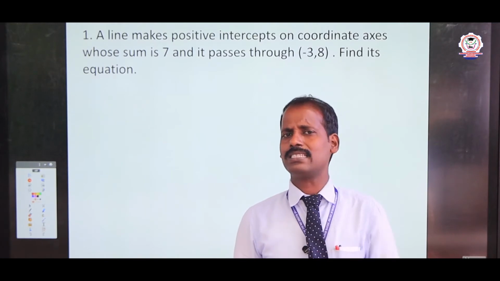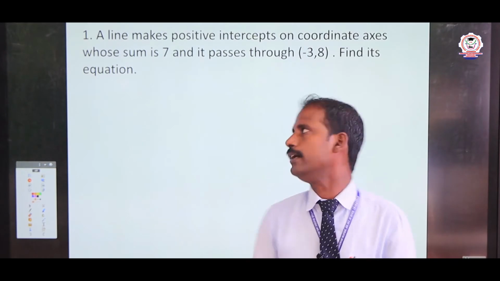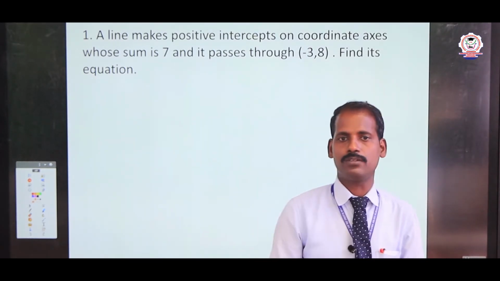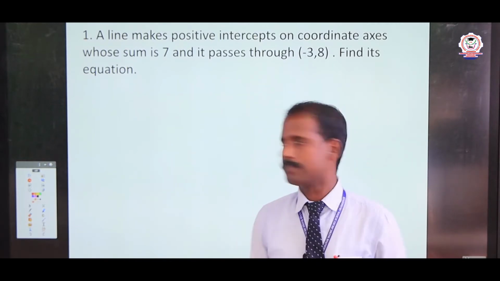What is the x-intercept? We denote it a. What is the y-intercept? Denote b. So the sum of the x-intercept and y-intercept is 7. So the sum of intercepts is 7, a plus b equal to 7. That is the concept. Okay.